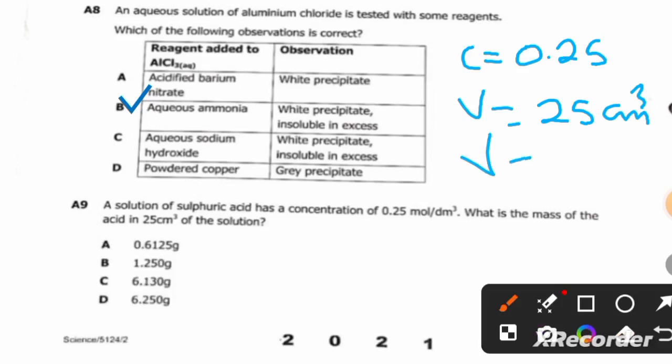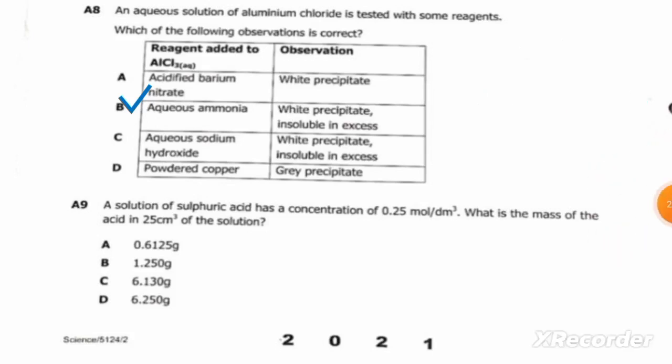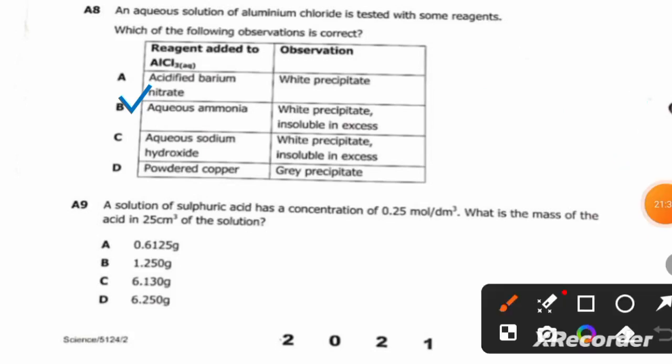So this is the volume that we are going to use. We are going to say therefore the volume is equal to 0.025 cubic decimeters. So therefore we are going to say concentration is equal to number of moles over volume. Okay, so concentration we are given, which is 0.25.